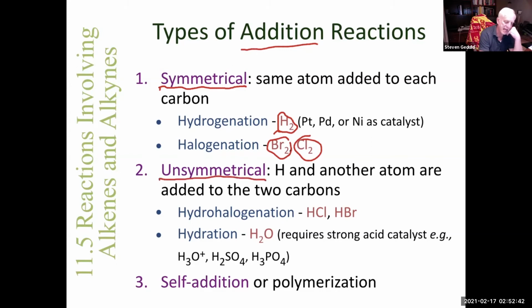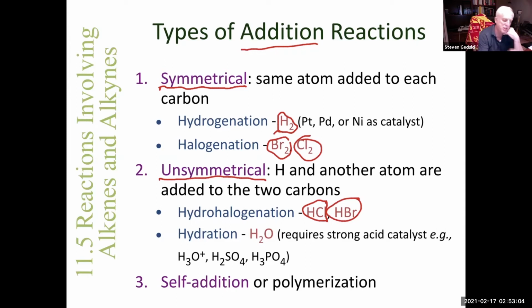Unsymmetrical means there's an H and another atom that are added, like hydrohalogenations, HCl. One side gets H, one side gets chlorine. HBr, one side gets H, one side gets bromine. Those are unsymmetrical because different elements are being added to different sides of the double bond.